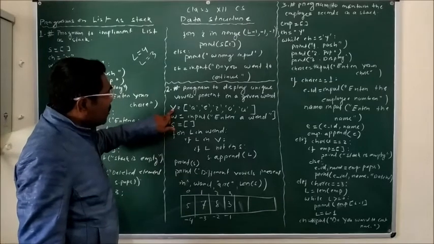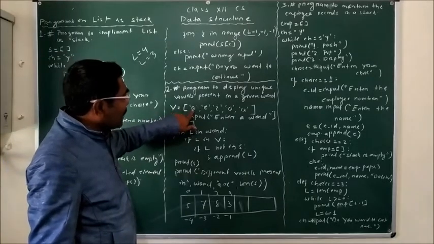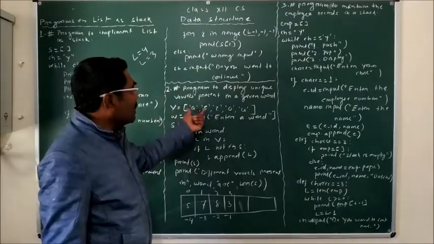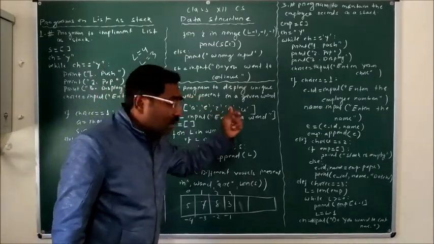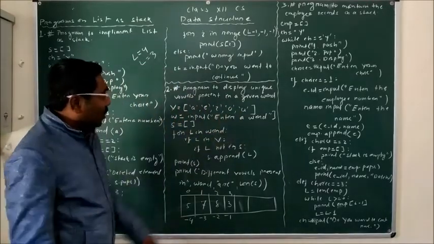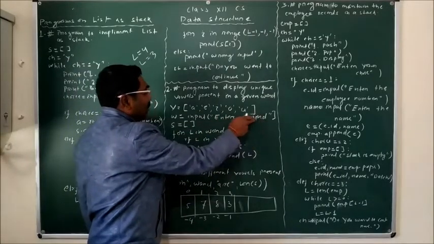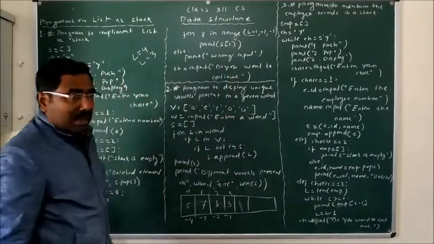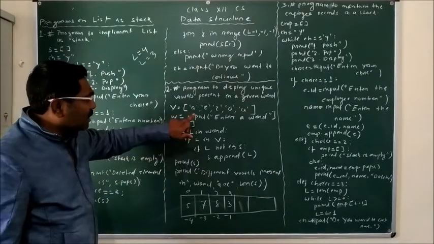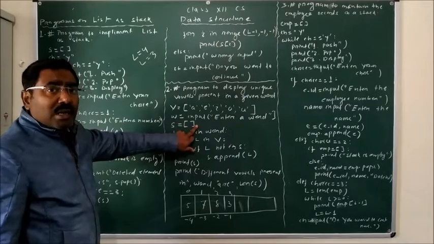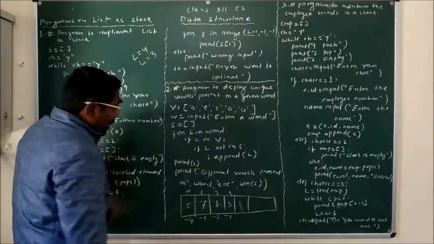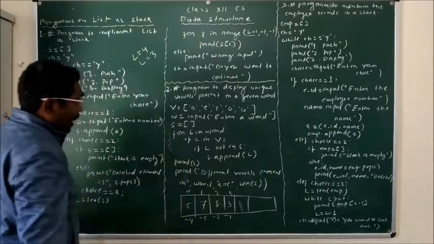We are taking a list as V, in which we are storing all the vowels A, E, I, O and U. Then W is input: enter a word, for which we are searching the vowels, and it will be stored in W. The next is S equal to an empty list. This list is used to store the stack, or this will be used as a stack. Now see what happened here. These 3 statements are important here.